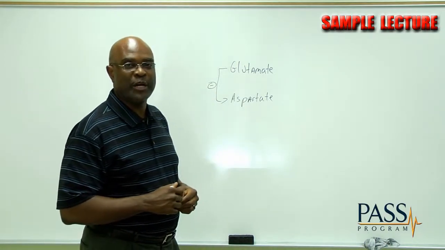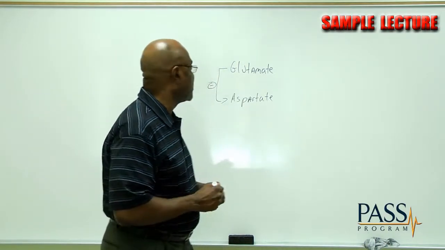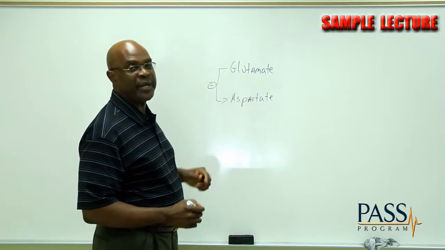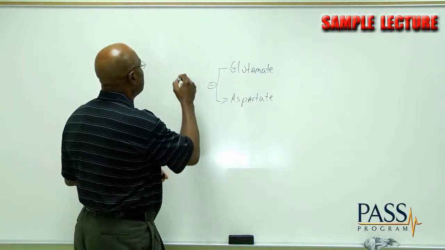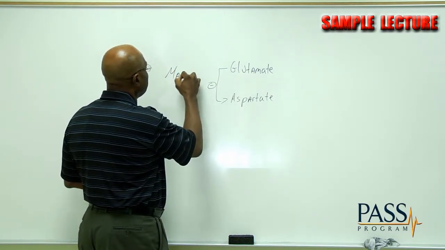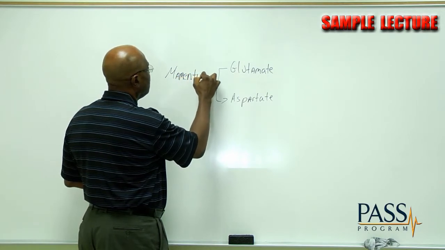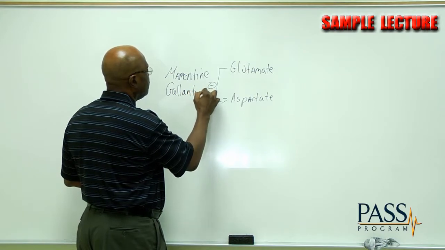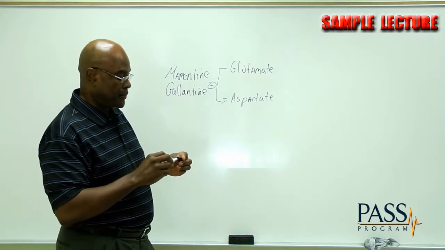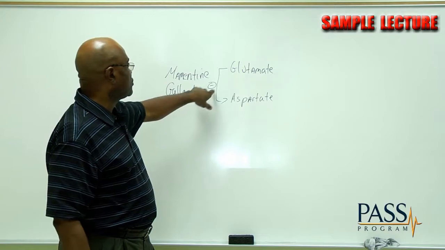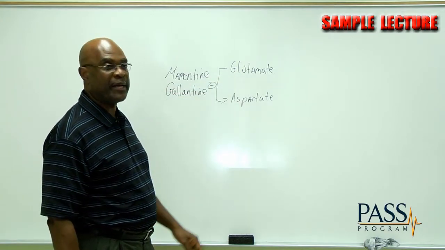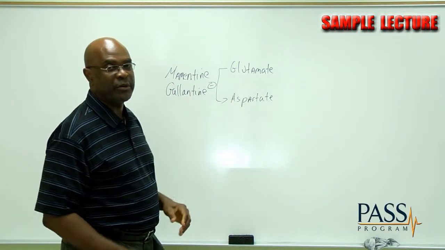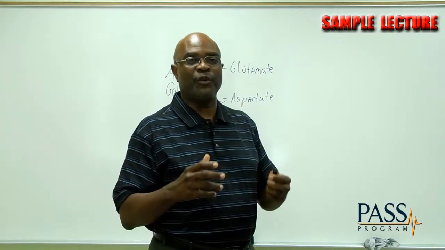This is how 2 drugs used to treat Alzheimer's actually work. They're going to block the glutamate from getting too high. Those 2 drugs are memantine and galantamine. These 2 drugs will block the glutamate from getting too high and therefore from exerting an inhibitory effect on aspartate. Therefore, glutamate stays excitatory the whole time.